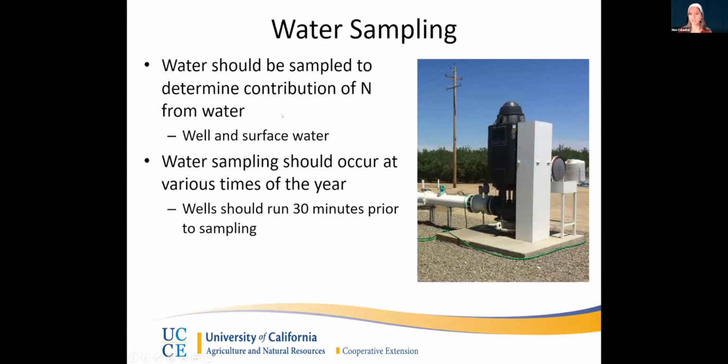With water sampling, you should make sure to sample your water to figure out what the contribution is from either well or surface water. We recommend that this take place at several times throughout the year. With drought conditions, with fluctuating well levels, this can really impact the chemical composition of the water. So it's good to sample multiple times a year if possible. Make sure to run your well at least 30 minutes prior to sampling.